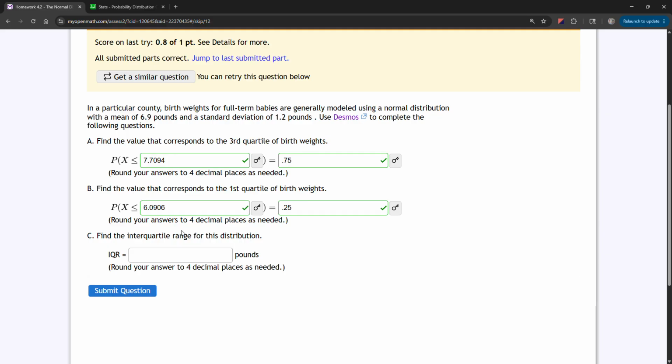Then in part C, we're asked to find the interquartile range for this distribution. That's just going to be a subtraction step. Since we have Q3 and Q1, the distance between those two values would be the result we want for part C.